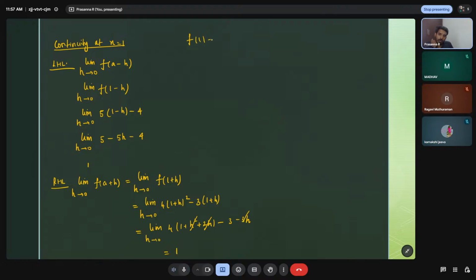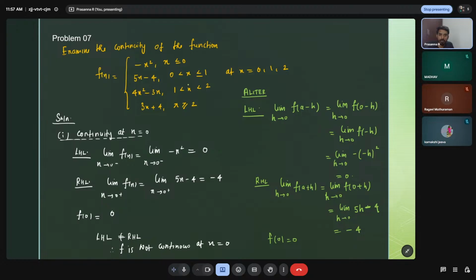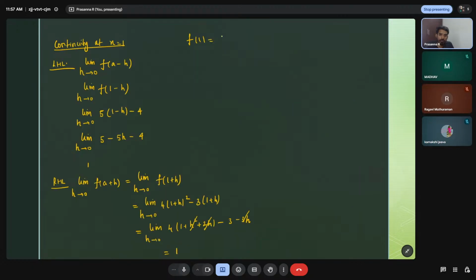Now function value at 1. Function value at 1. Where is 1 included? 1 is included here. So 5x minus 4. So 5 times 1 minus 4, which is again 1. So at x is equal to 1, your LHL and RHL and function value all are equal to 1. So it is continuous. It is continuous at x is equal to 1, right? It is continuous at x is equal to 1.